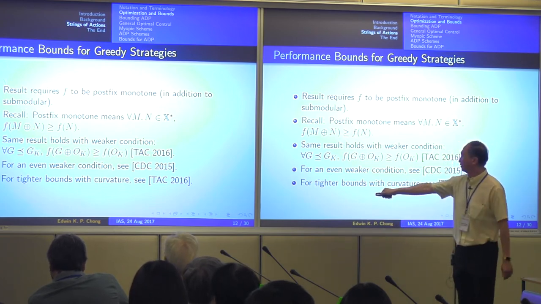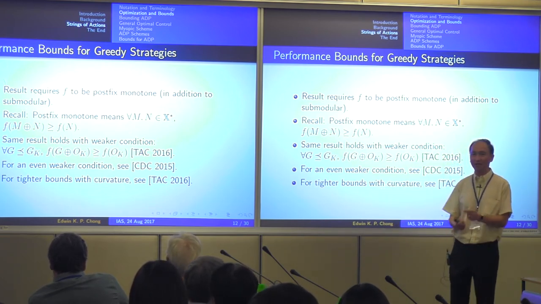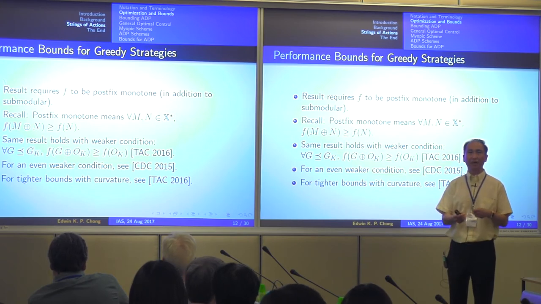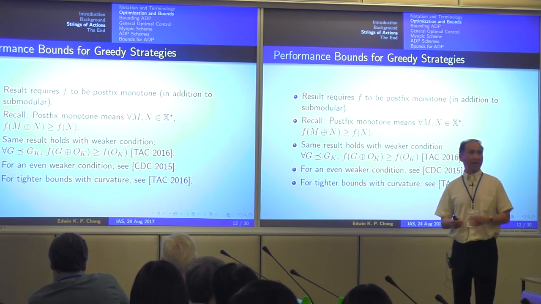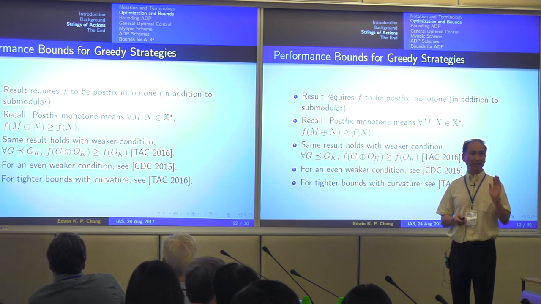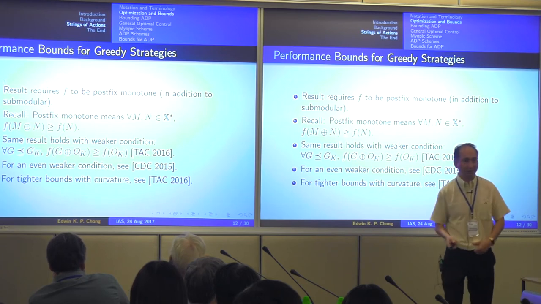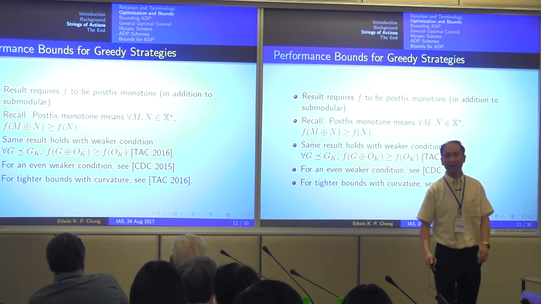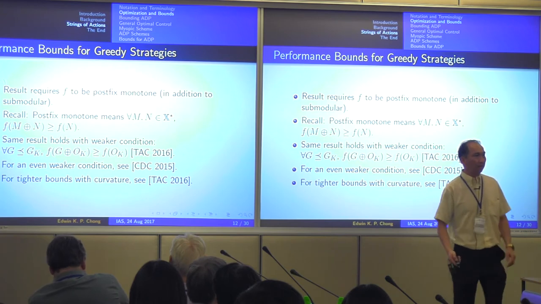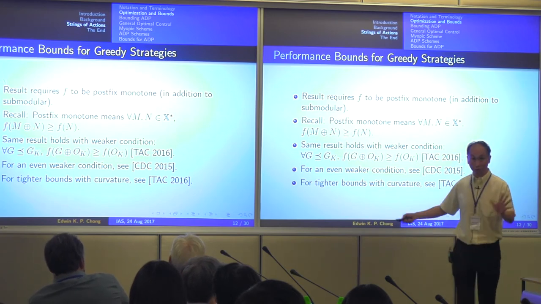All right. Oh, by the way, if you're wondering, curvature is a quantification of diminishing returns. And if you can quantify it, it's sort of like knowing the second derivative of the function, then you can get an even better bound that depends on the curvature. It'll be better than 1 minus e to the minus 1. All right. So far, so good.